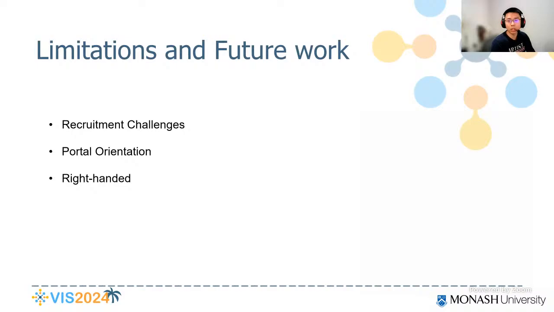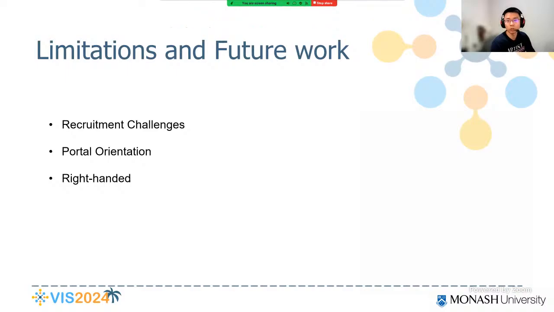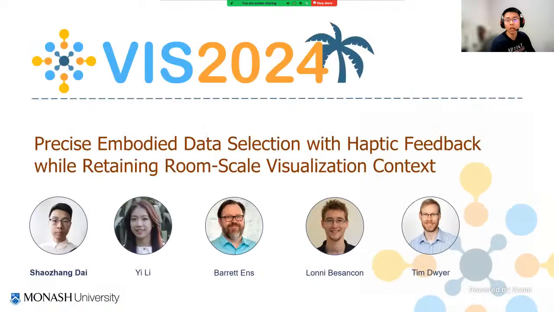Due to the hardware constraints, the study is conducted exclusively for right-handed users, and we plan to develop the interaction so that the user can choose which hand they want to use for engagement. We hope this work can inspire more novel and effective interaction methods in immersive environments.